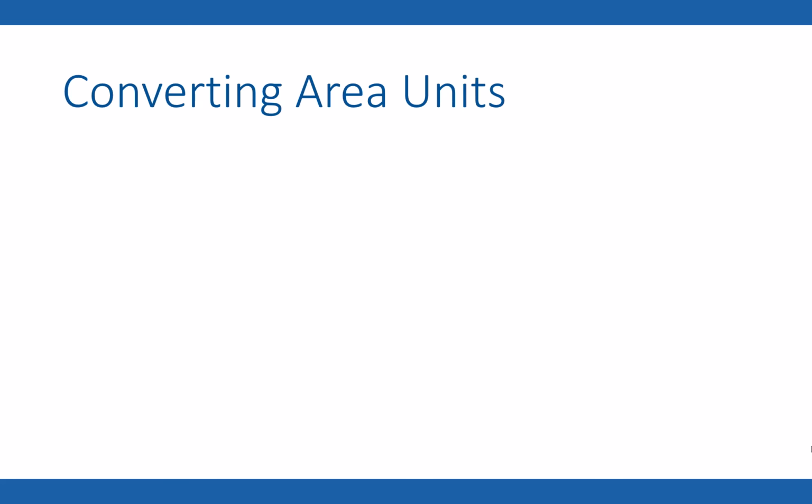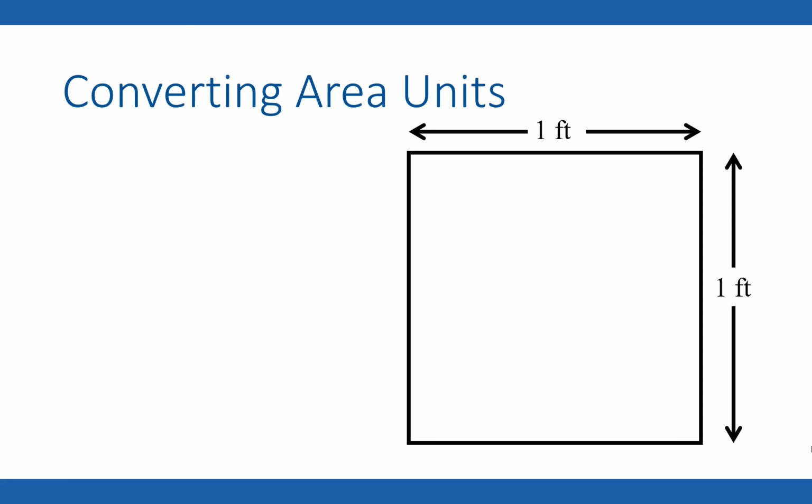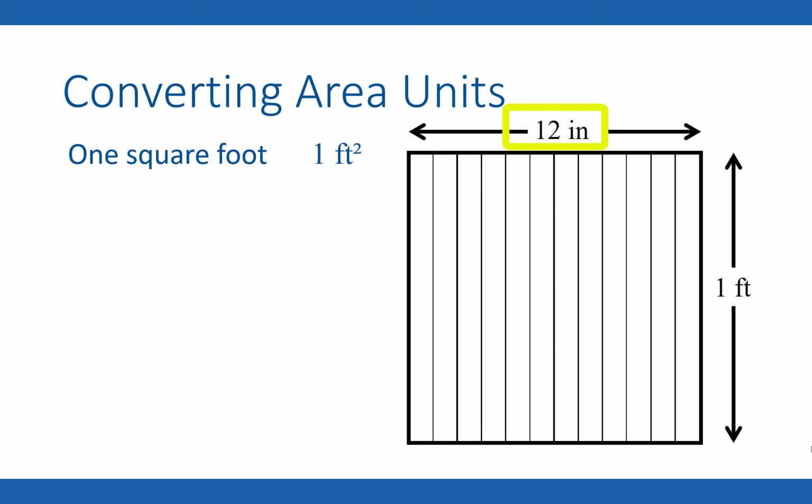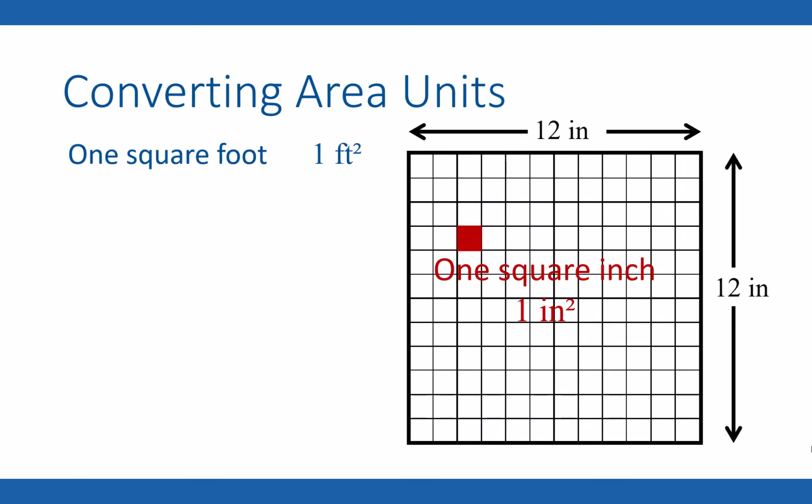Next, we look at converting area units. This square is 1 foot wide and 1 foot long, so it could be described as 1 foot squared or 1 square foot. The width of 1 foot could also be written as 12 inches. The length can be written in inches as well. Each of the small boxes is 1 square inch.